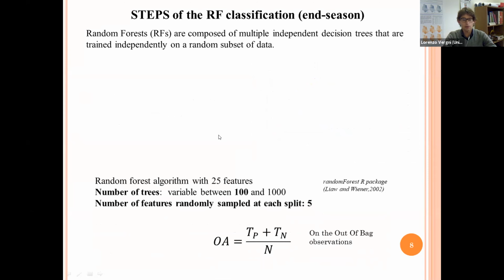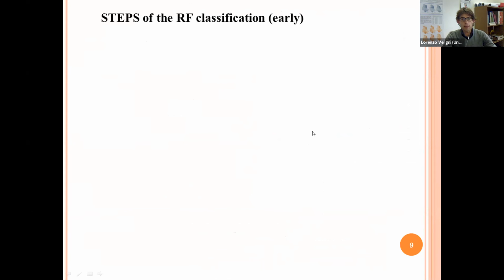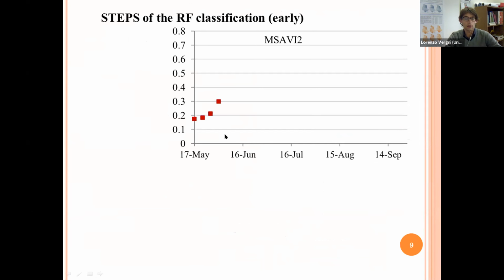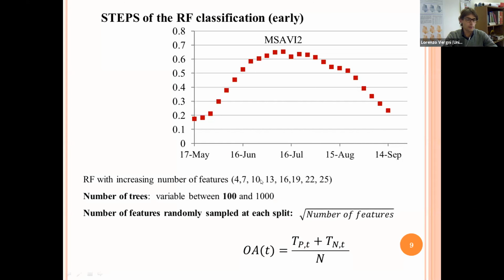And by applying, again, the random forest algorithm, it was possible to quantify the overall accuracy of the classification technique in this case. As for the dynamic time warping, the random forest was also applied to obtain an early evaluation of the accuracy. So in this case, the number of features was gradually increased to obtain an evaluation in time of the overall accuracy starting from the beginning of the irrigation season.